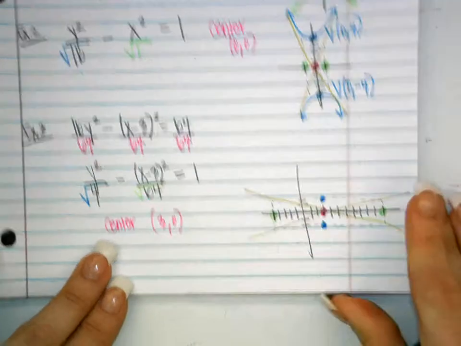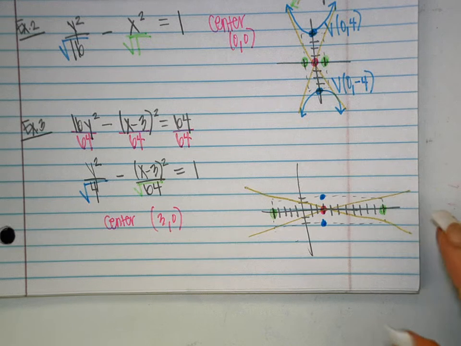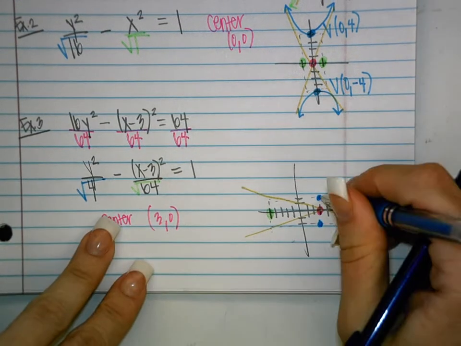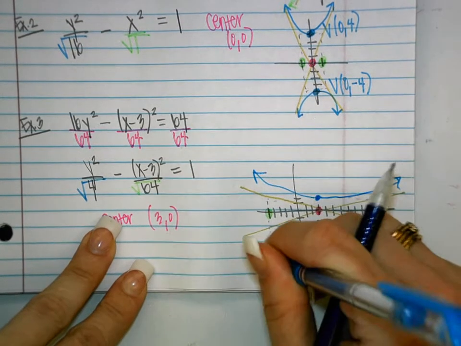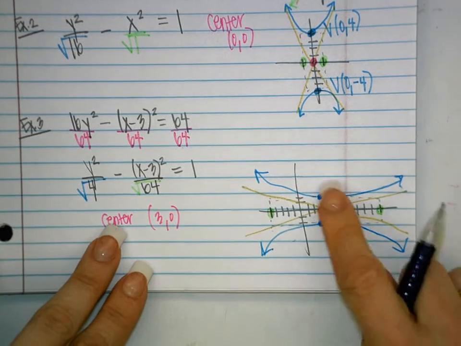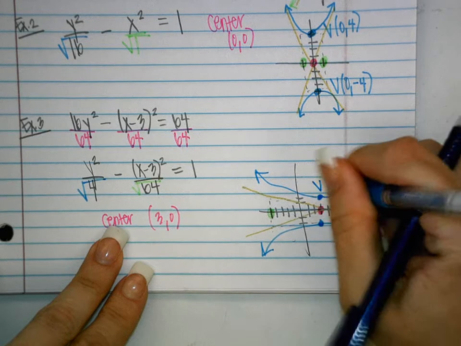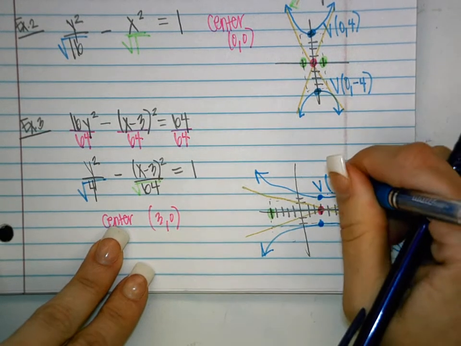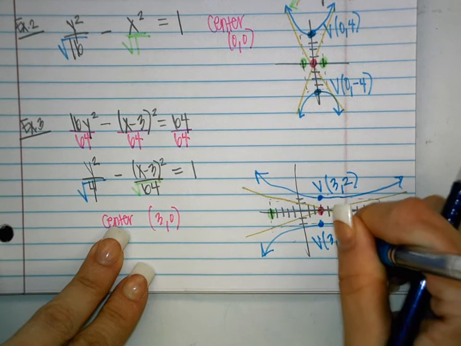And then will these hyperbolas be opening up and down or side to side? Up and down, because the y portion is first. Okay, so these are up and down hyperbolas. Oh, and then, I'm sorry, also label these points. So this vertex is at what? What point is this top one? Over 3, up 2. And then the second one is over 3, down 2.